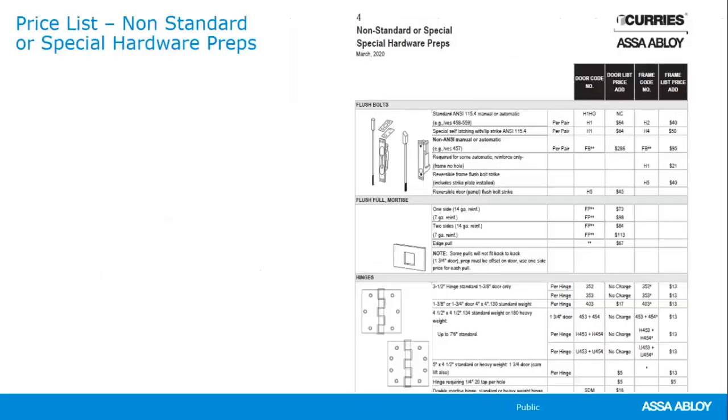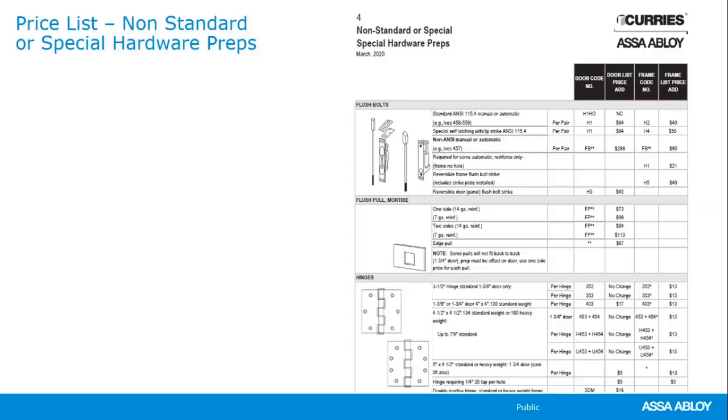The next section in the Curry's price book is your non-standard or special hardware preps. This will have your door list price adders and your frame list price adders. So be aware that they put both of these adders on the same page. You'll also notice that you have your hardware code numbers on here, which is really nice because if you happen to be looking at an acknowledgement and you are looking at this particular door frame and it has a hardware code listed and you're not really sure about it, there's two places you can find that code.